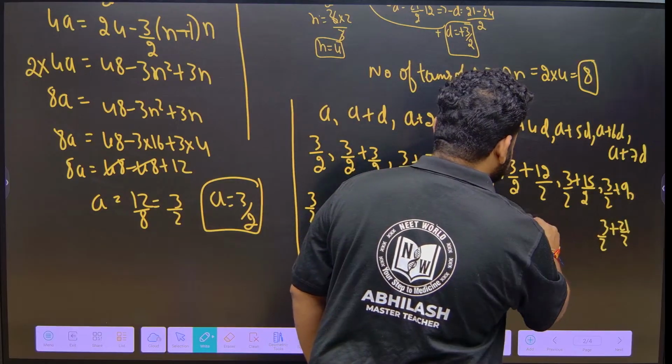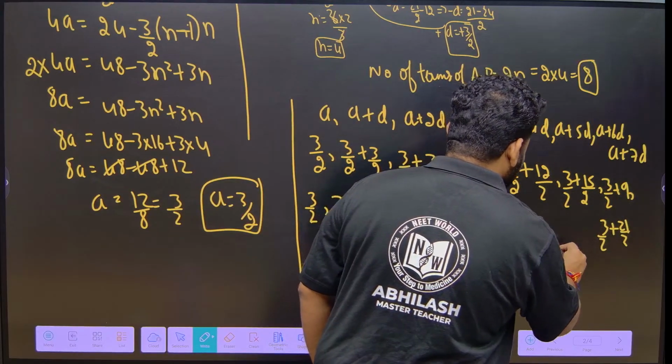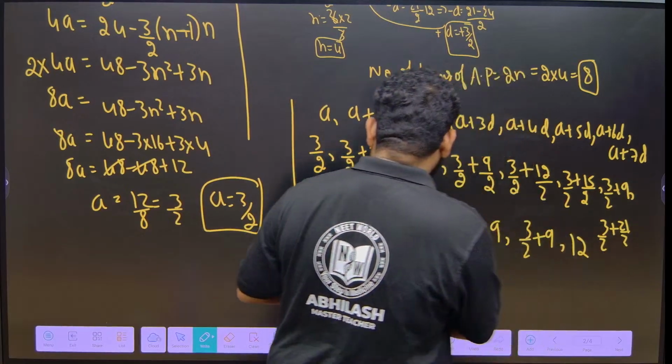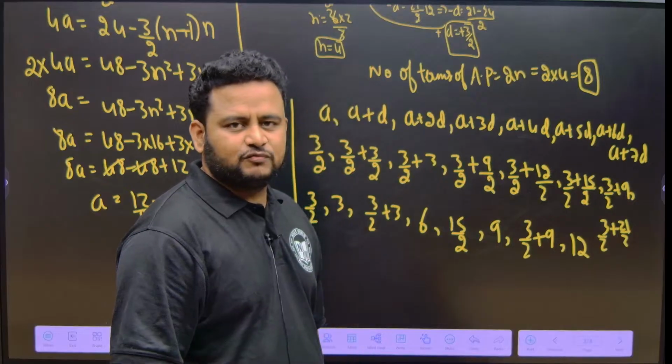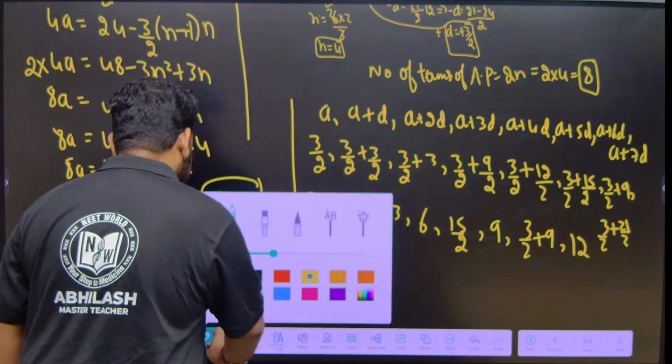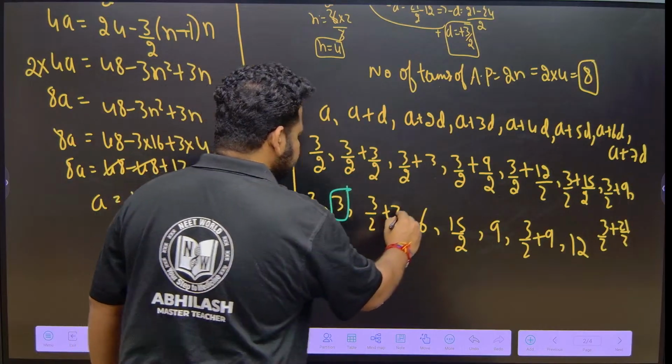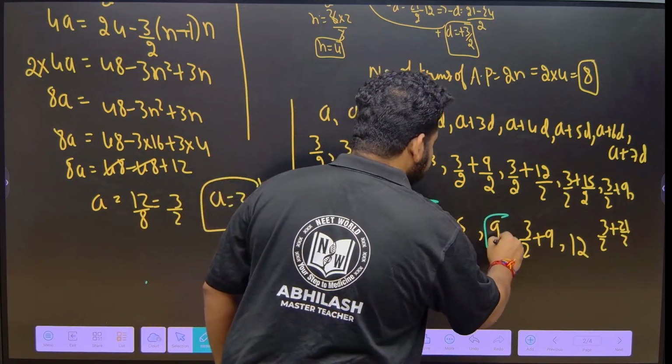This is 3 by 2 plus 9 will remain as it is. Now 21 plus 3 is 24. 24 by 2 will be 12. Now all the terms of the AP I have written. Out of this, what are the integral terms? That is the terms which don't have a fraction or decimal. Those are, this is one term, this is another term, this is another term and this is another term.